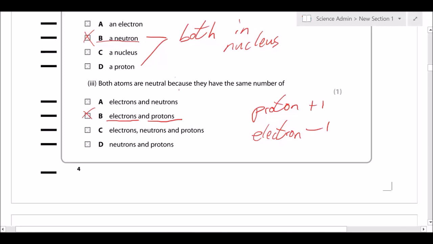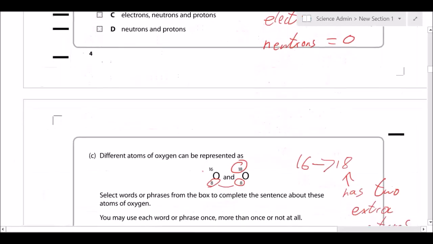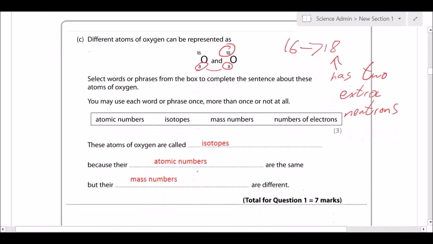So both atoms are neutral because they have the same number of electrons and protons. Protons have a +1 charge, electrons a -1. So when they're the same, it obviously doesn't have a charge. Neutrons, you should remember, are neutral, 0 charge, hence why they get their name neutron.